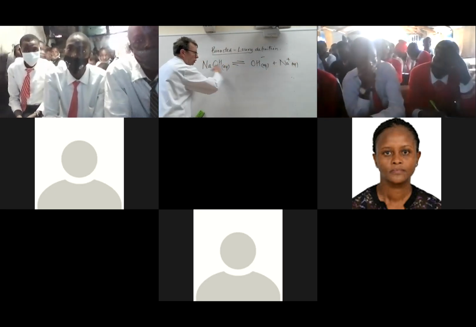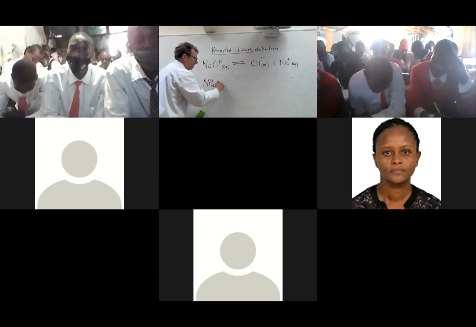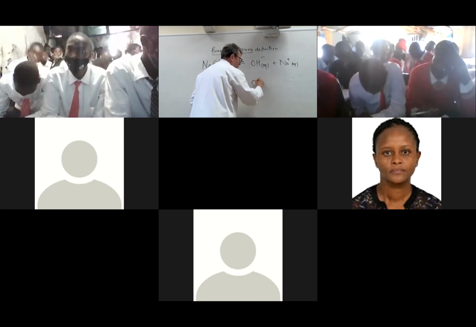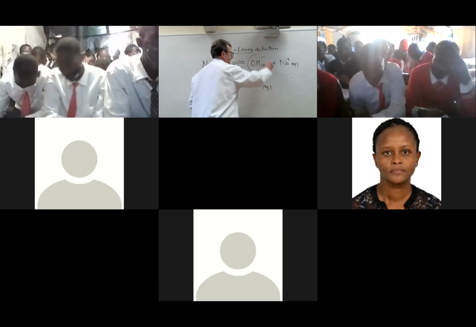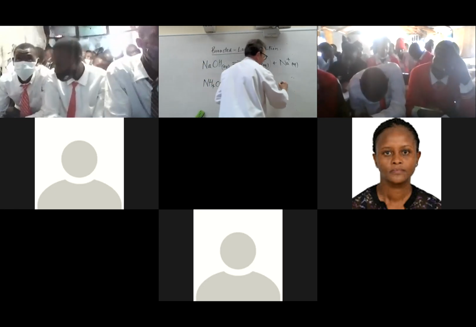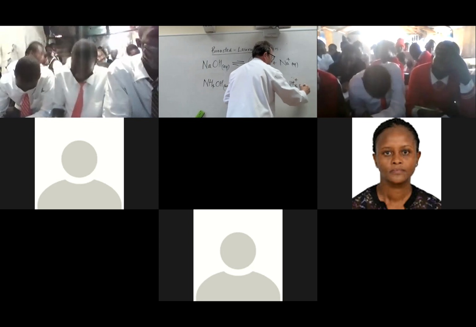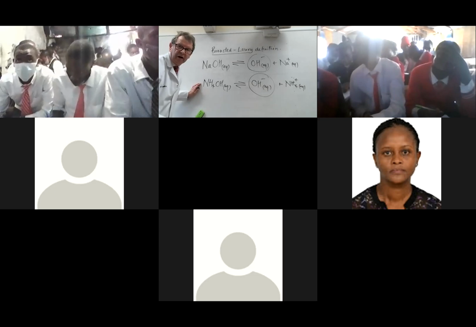And this is a strong alkali. Ammonium hydroxide also splits up, also forms this. This is the same. But this is a weak alkali.